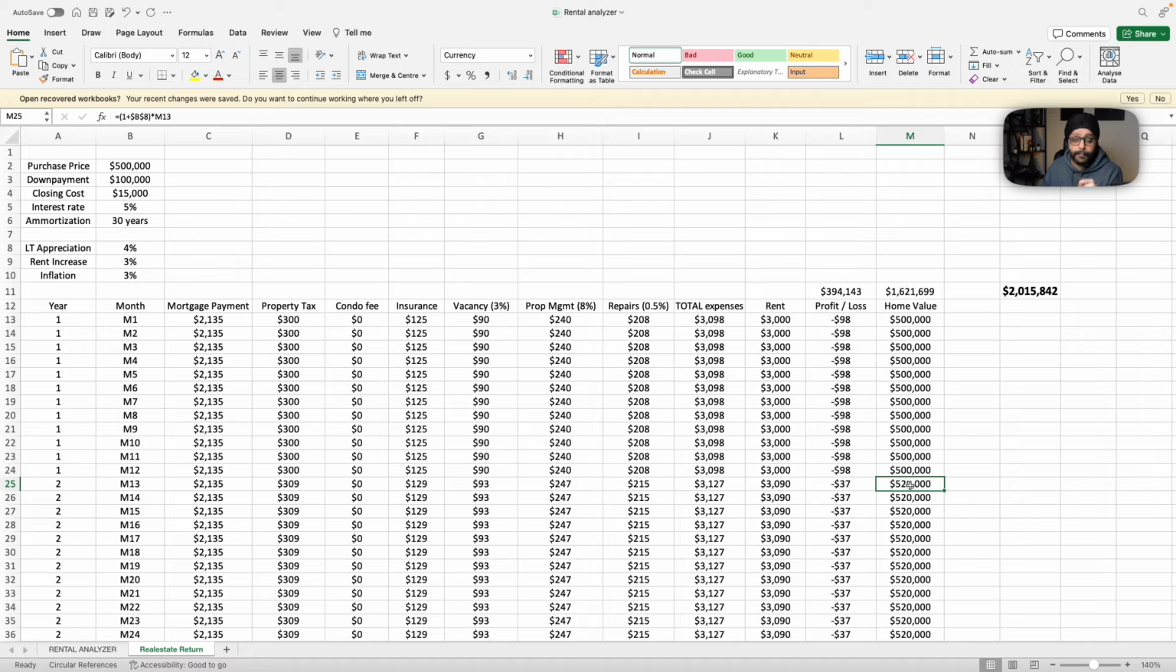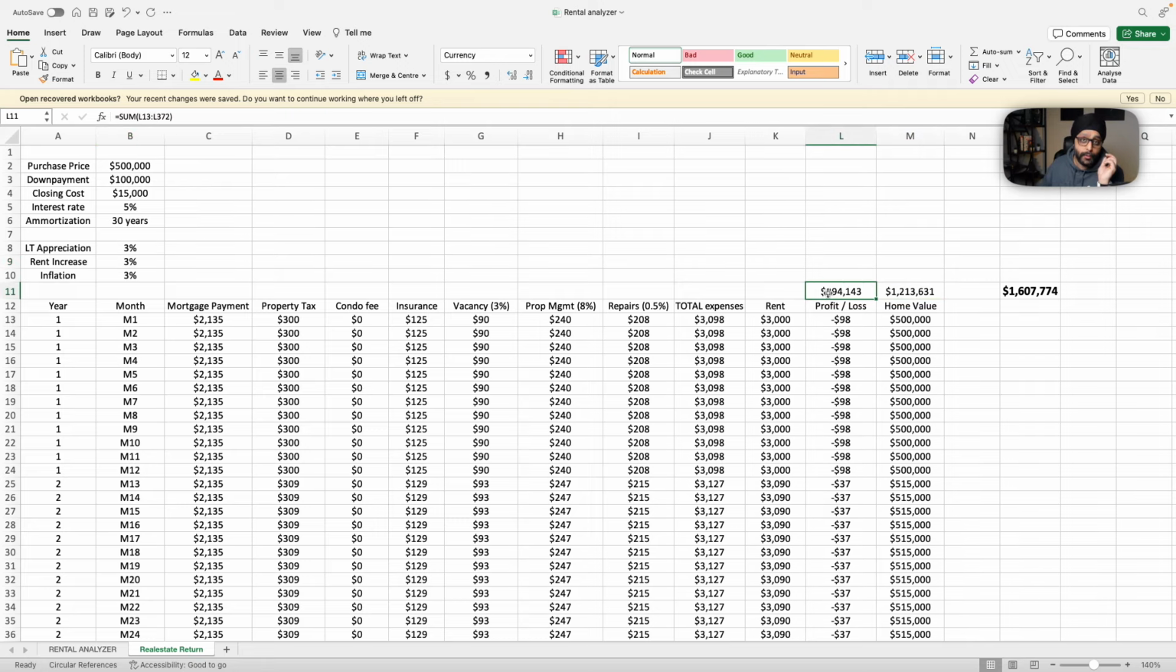And by the end of 30 years, what you would have done is you would have made a profit of $394,000 in cash flow, and the home is now worth over $1.6 million at a 4% appreciation. Now let's take 3% appreciation. Even then the home will be worth about $1.2 million.